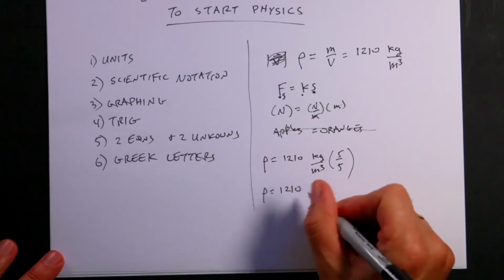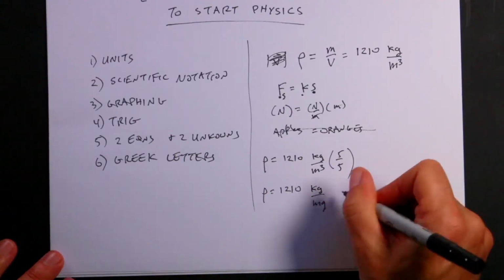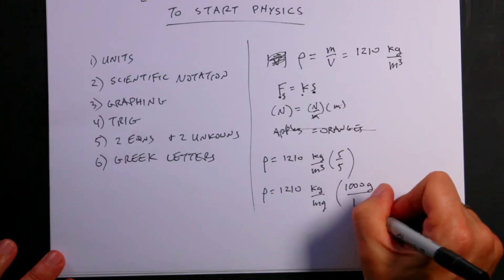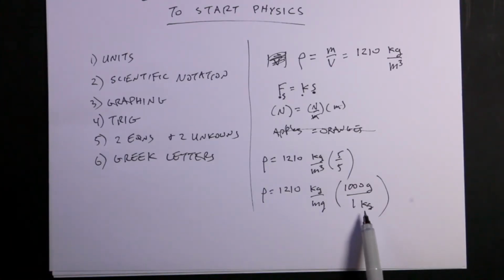So what if I do this? Rho equals 1210 kilograms per cubic meter, and I multiply that by 1,000 grams over 1 kilogram. So 1,000 grams is a kilogram. Remember these prefixes, I don't test this, okay? But we have these prefixes on the units, K for 1,000, lowercase m for 1 over 1,000. Those are the two that you see. There are other ones like micro and nano, but I wouldn't get too worried about those at this point.